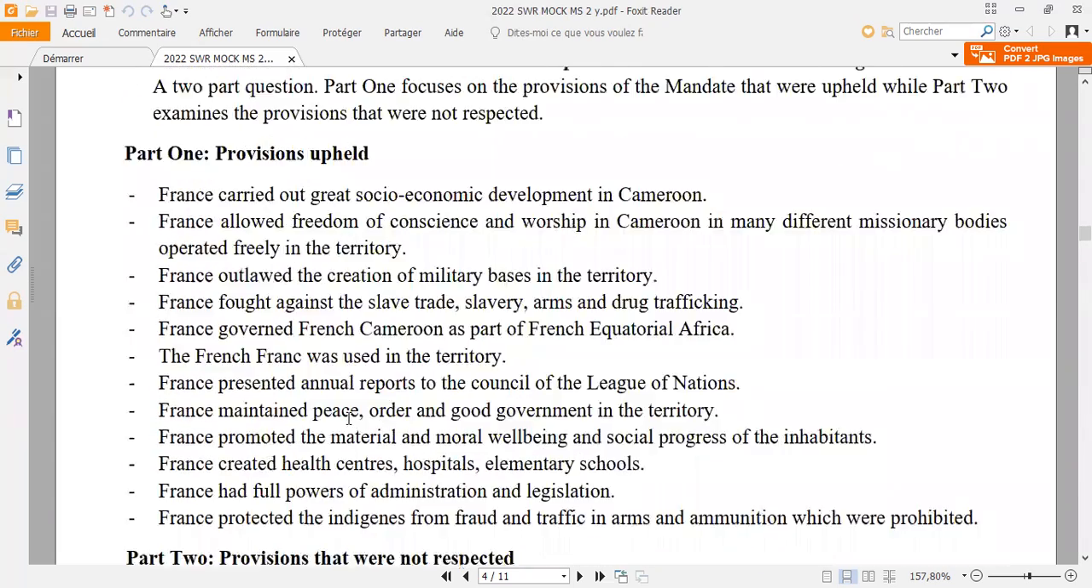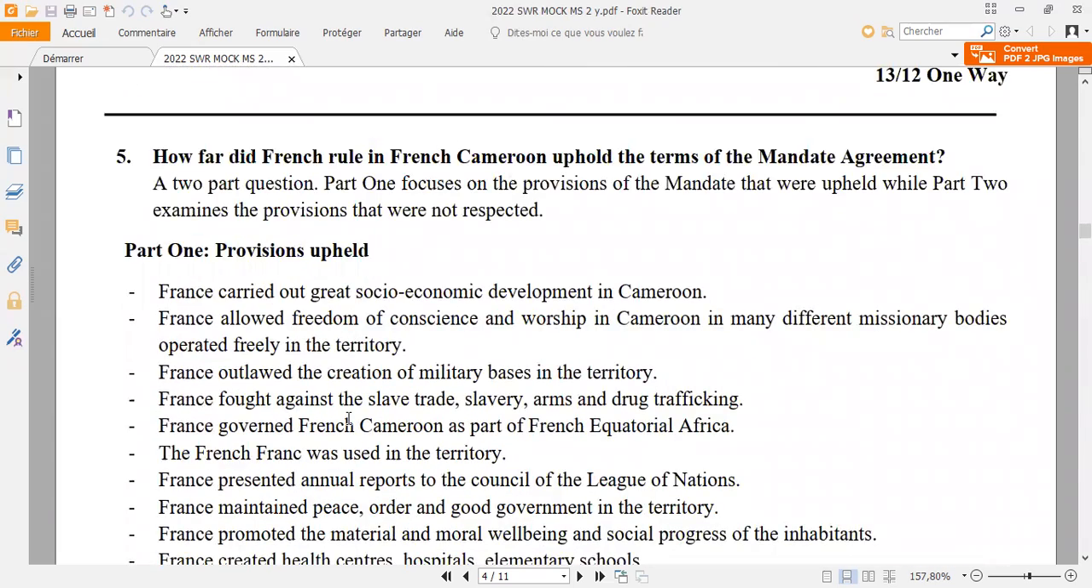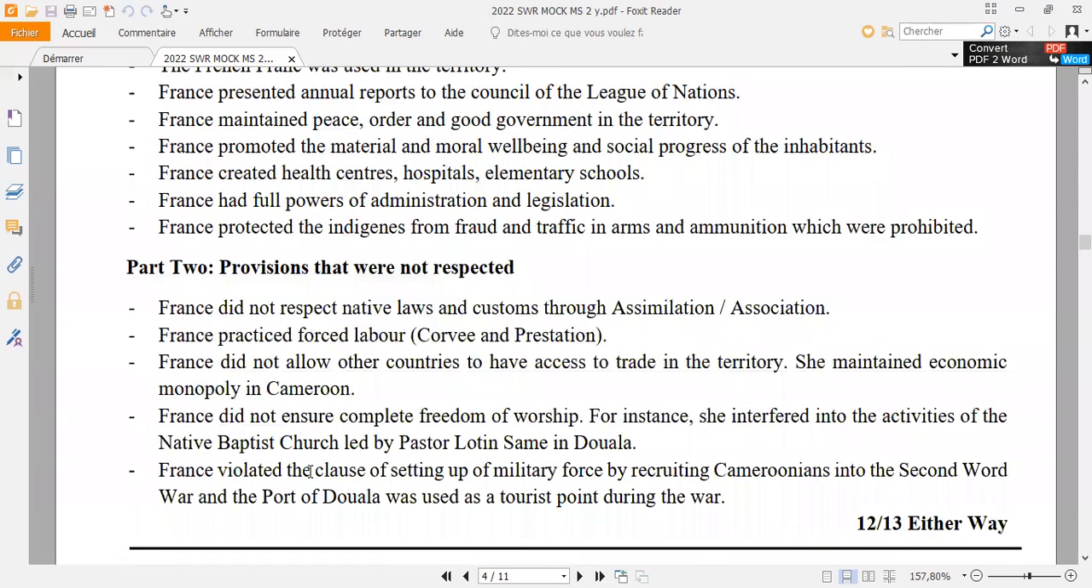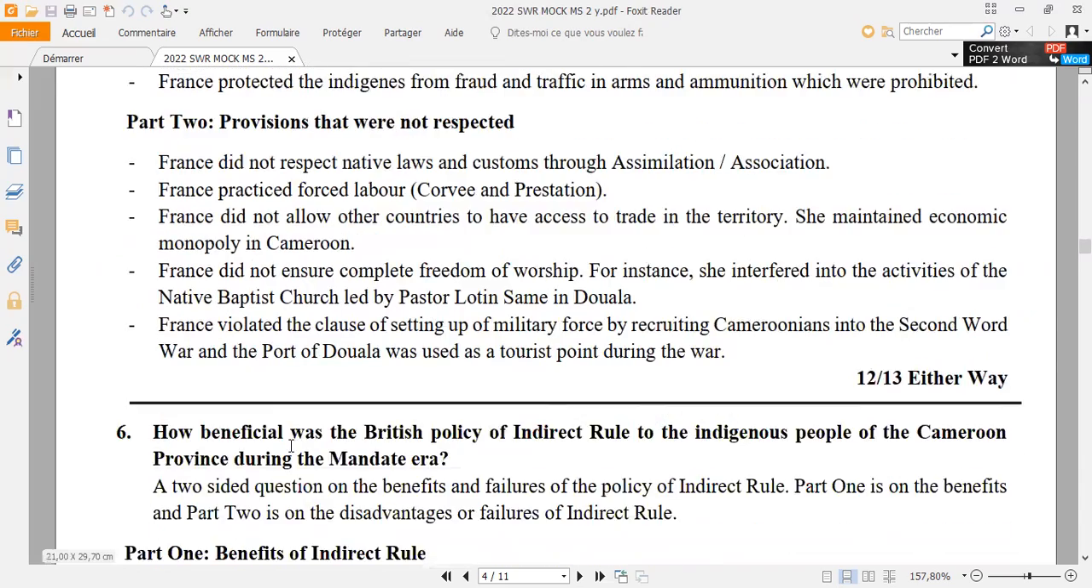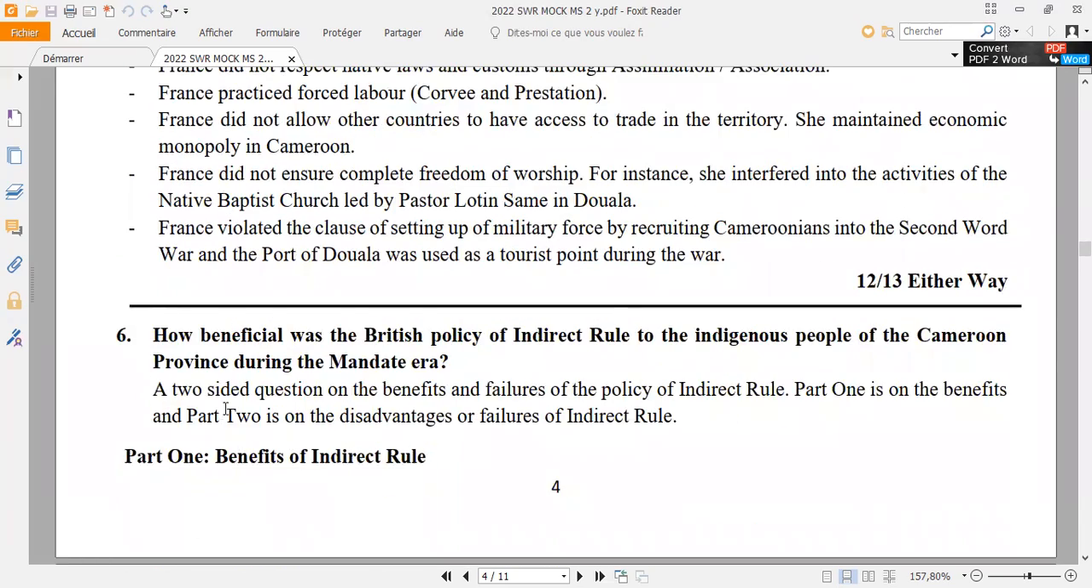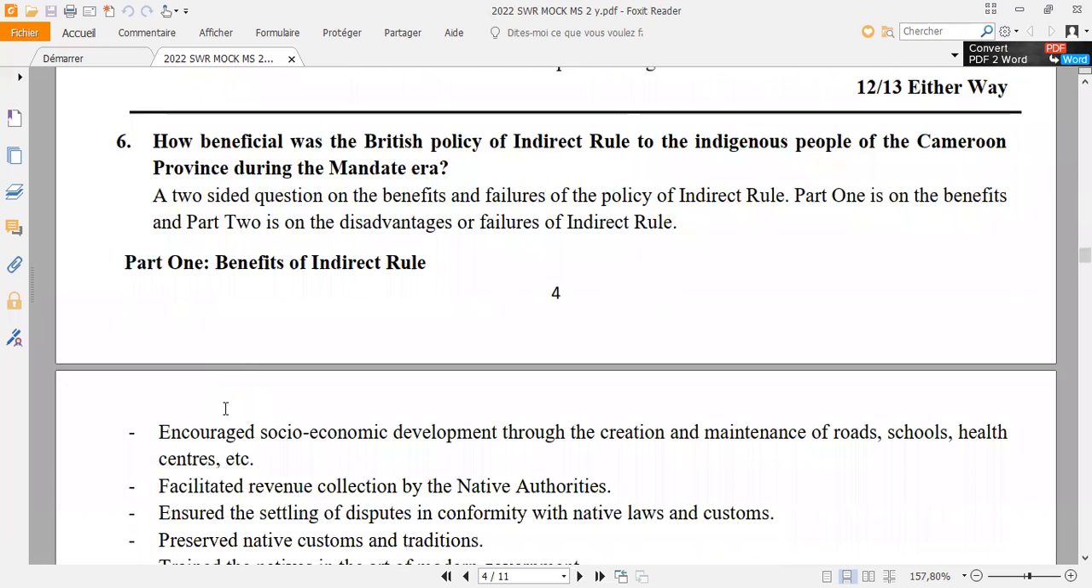So the first part of this question 5, which says, how far did French rule in French Cameroon uphold the terms of the Mandate Agreement? The first part of this question, you have to give the provisions that were respected by the French during the Mandate system in Cameroon, and the second part, the provisions that were never respected by the French. Good. Now, question 6, how beneficial was the British policy of indirect rule to the indigenous population of the Cameroon province during the Mandate era?